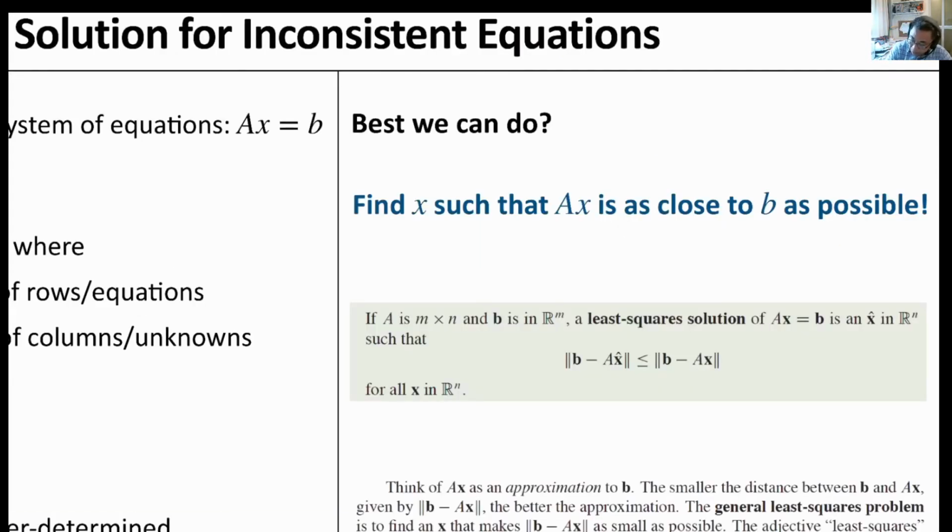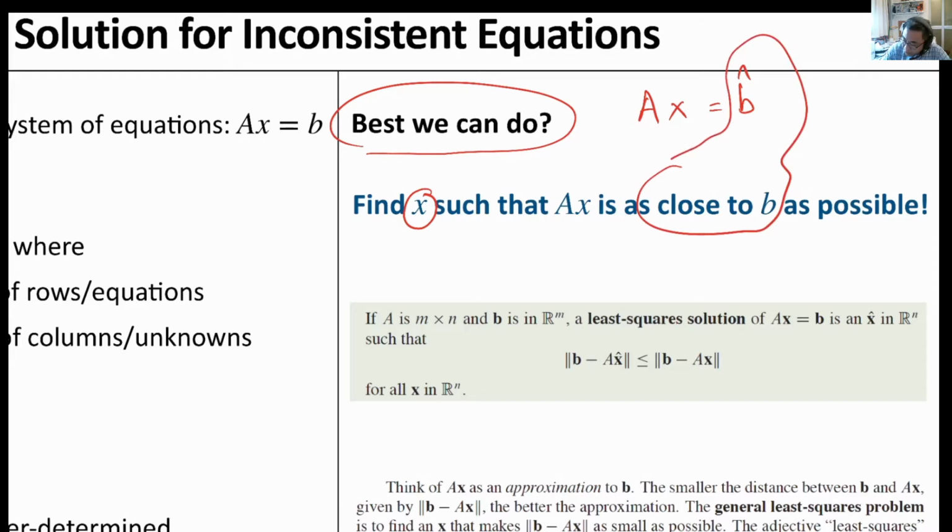So what should we do when given such a situation? The idea is that we have to find x such that Ax will produce a b hat, and b hat is as close to b as possible. Let us call the best x that does the trick x hat. Now we want to find x hat such that Ax hat is as close to b as possible. By as close, we are talking about the Euclidean norm of the approximation error.